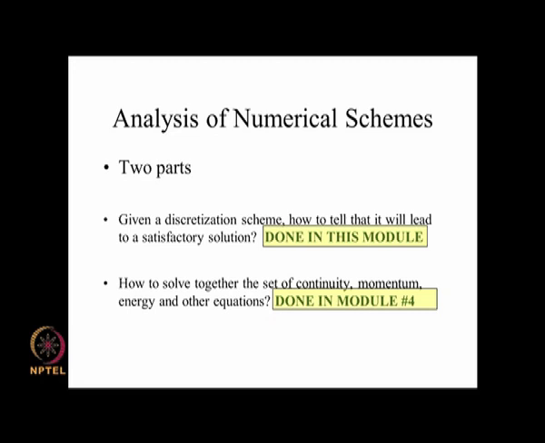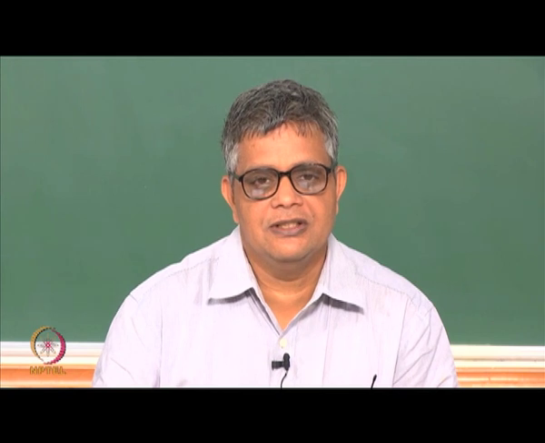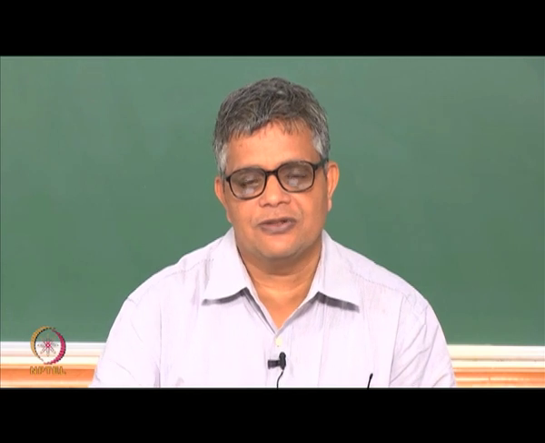So as far as this part B of the module is concerned, we are going to look at one equation, like the scalar transport equation, and in fact the elements of those equations, to come up with the methodology for analyzing a given discretization scheme and telling a priori whether it is going to give us a reasonably satisfactory solution. So that is what we are going to do in part B of this basic concepts of CFD.